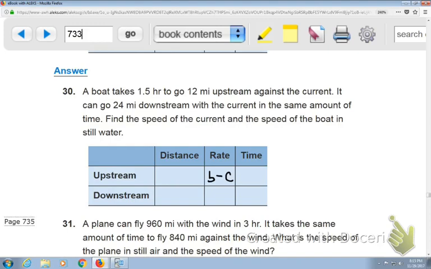As you go downstream, though, what's going to happen? So it's going to be B plus C. That's your speed going downstream. Does that make sense?